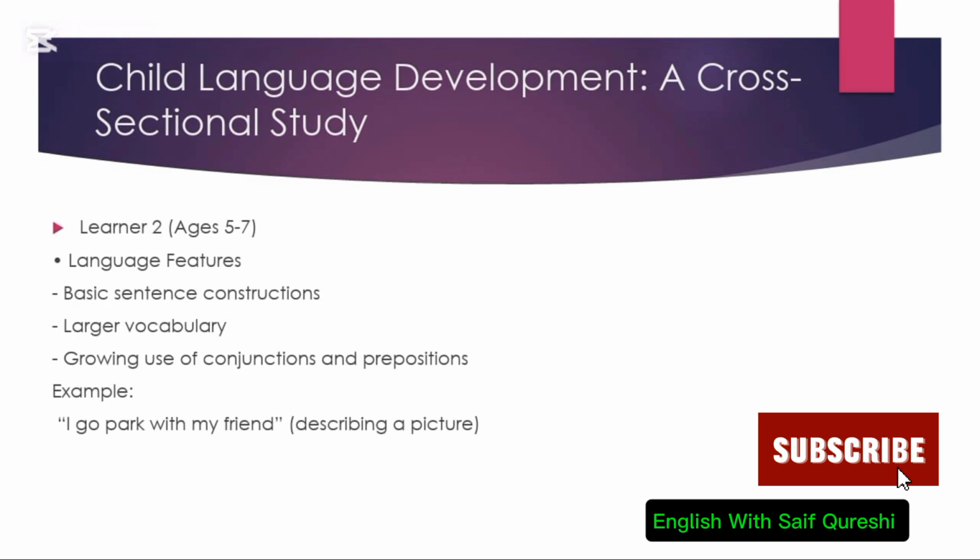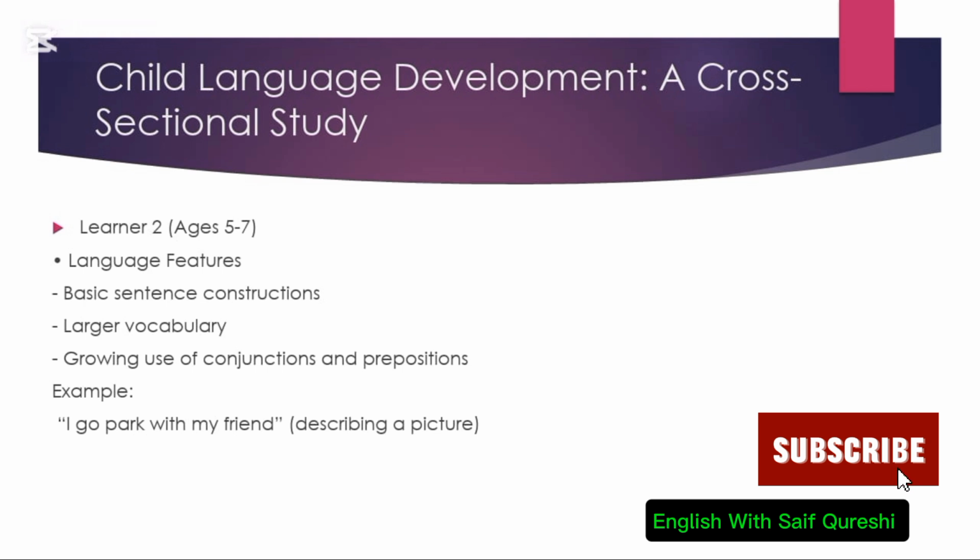Now this is learner 2, whose age is 5 to 7 years old. Their language features are, number one, basic sentence constructions. Number two, larger vocabulary. Number three, growing use of conjunctions and prepositions. So, these learners whose ages are 5 to 7 years old use basic sentence constructions. They have a larger vocabulary, and they widely use conjunctions and prepositions.